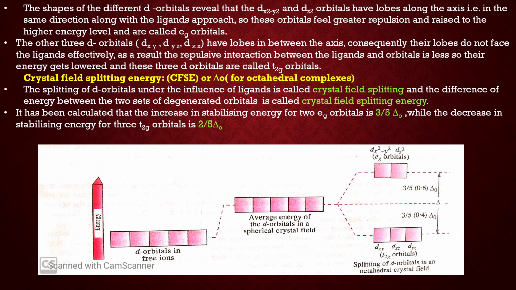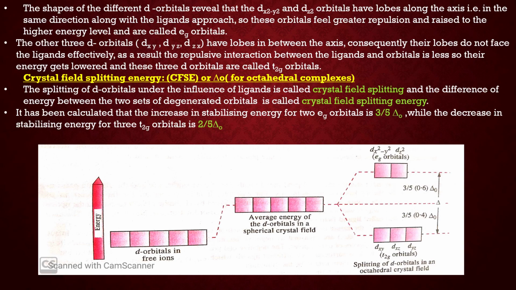As a result, they feel lesser repulsive interaction and hence the energy gets lowered, and these three d orbitals are called T2g orbitals. You can see clearly in the figure. Now the next term is crystal field splitting energy, that is CFSE, or we can represent it as delta O. O means for octahedral complexes.